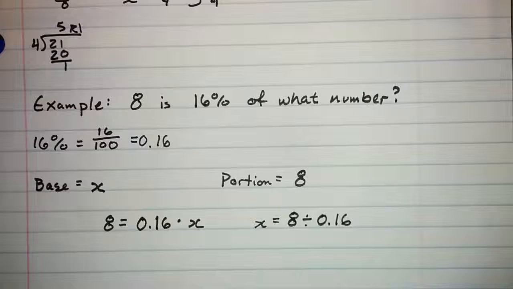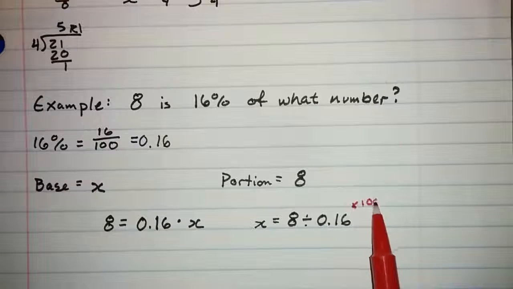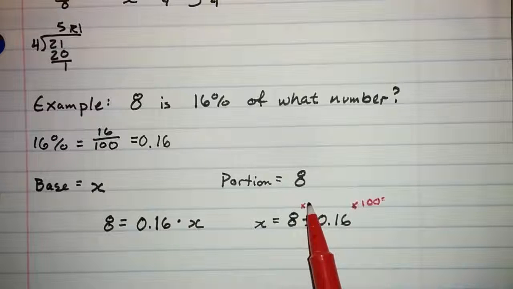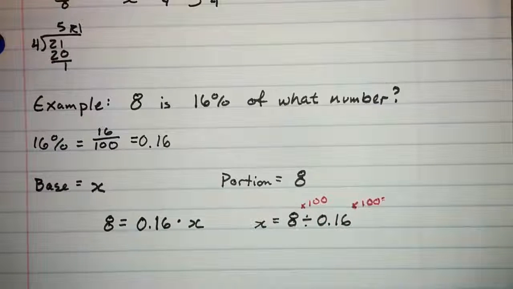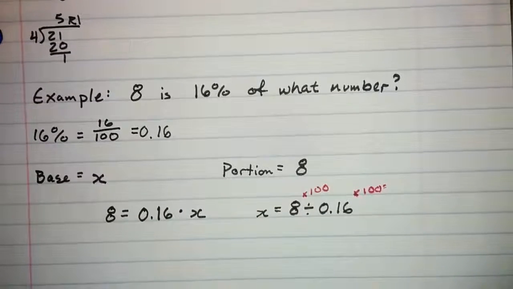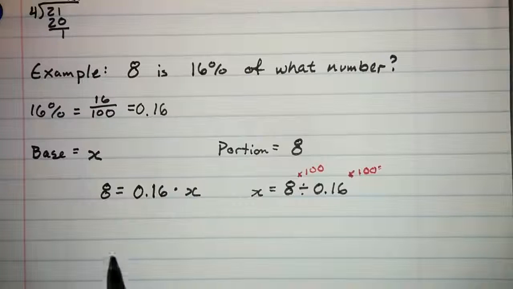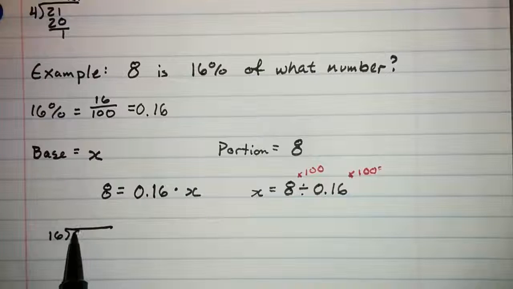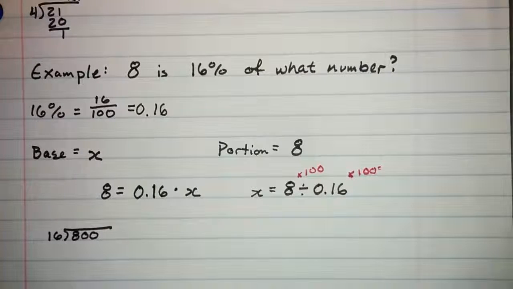0.16. Okay, in order to do this division, we need to make this into a whole number. We'll need to multiply by 100. If I'm going to multiply 0.16 by 100, I'd better multiply 8 by 100 as well. So the division problem that I will actually do is 16 into 800.